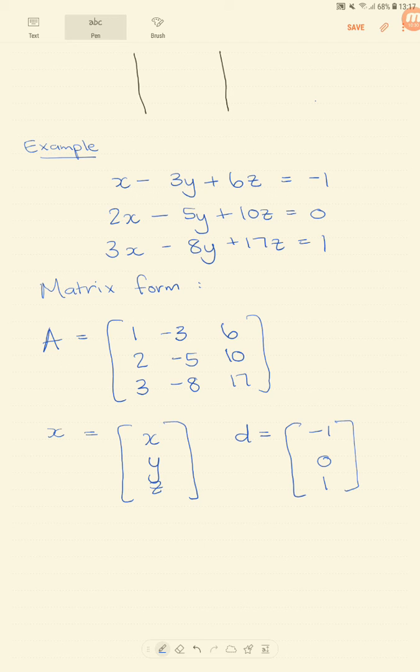What are the dimensions of our matrix? It's a 3 by 3 matrix. The variable matrix has 3 rows and 1 column, and the constant matrix also has 3 rows and 1 column.